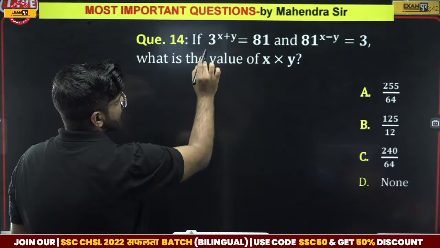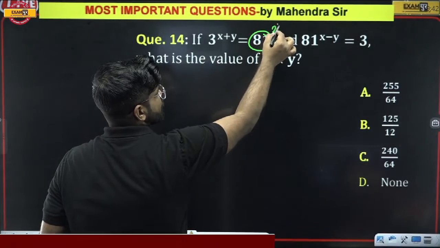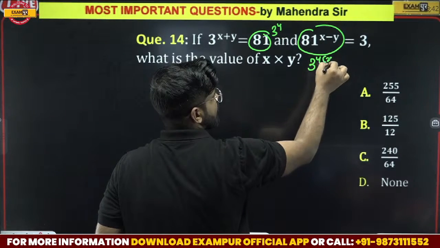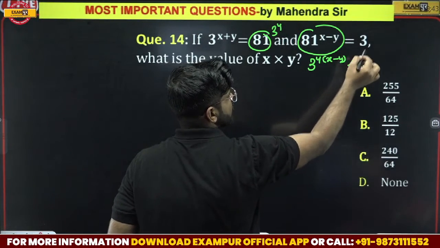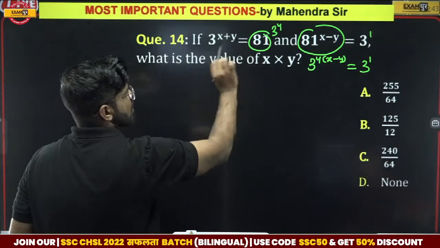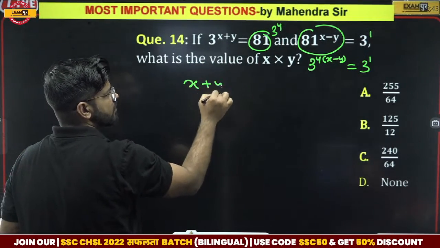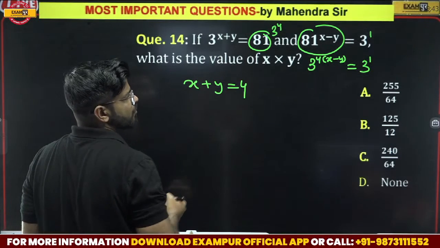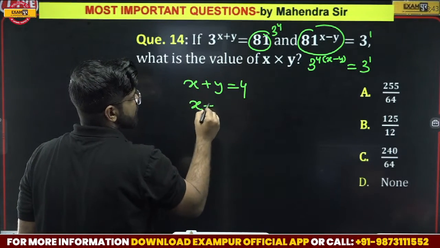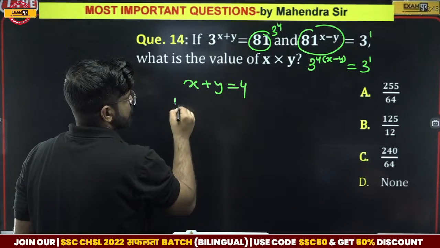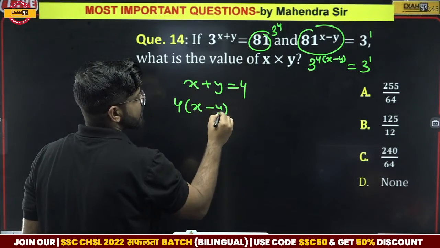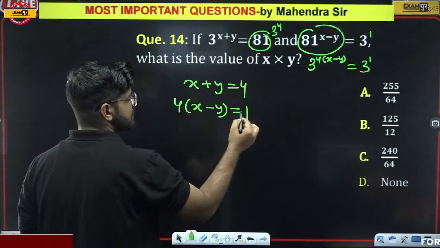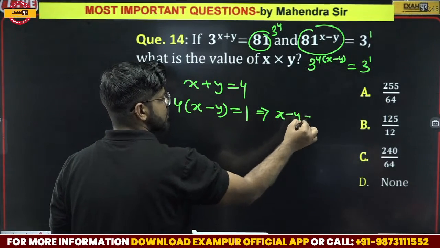Now we have 3, you know that we can write it as what? 3 to the power 4, right? Here also we can write 3 to the power 4, x minus y in multiplication is equal to 3. Here 3 has power 1, okay? So now we can directly compare that we get x plus y is equal to 4. And there we will get 4 into x minus y is equal to 1, or we can say that x minus y is equal to 1 by 4.